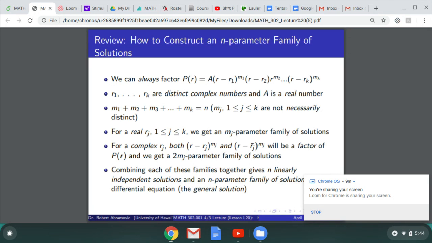Okay, so that should be somewhat review. I realize I didn't go over the general case of repeated roots before, but it should be clear now. And you will be having some problems like this on WeBWorK coming up for practice.